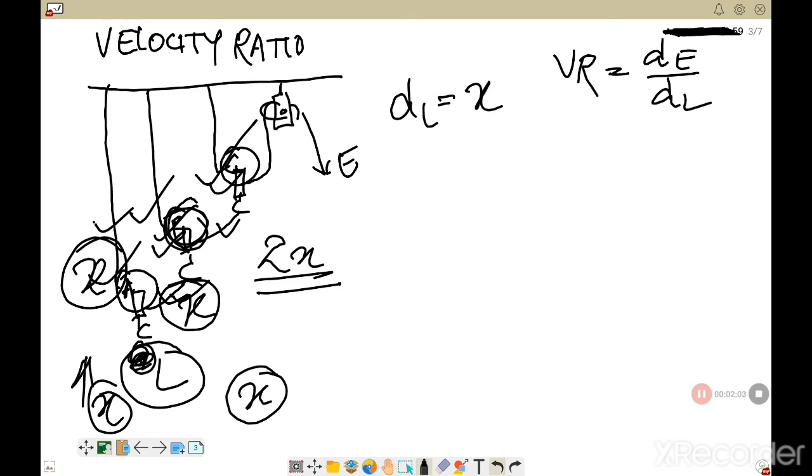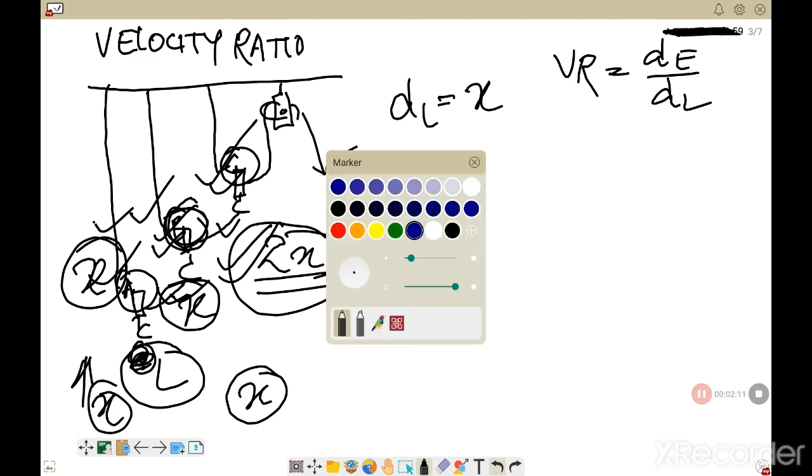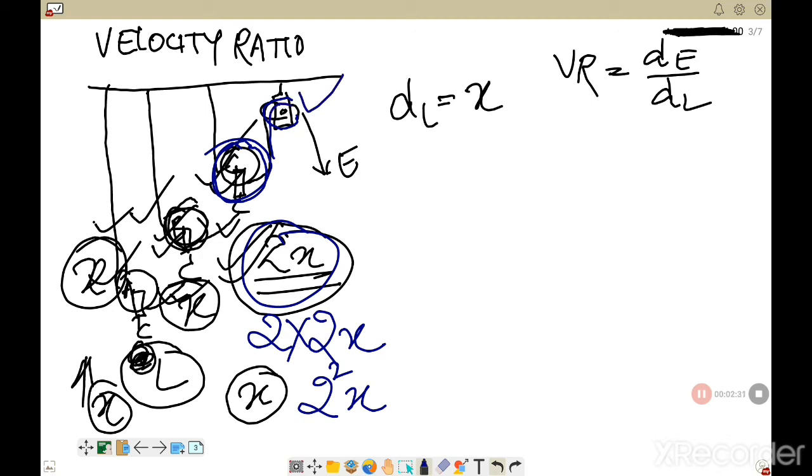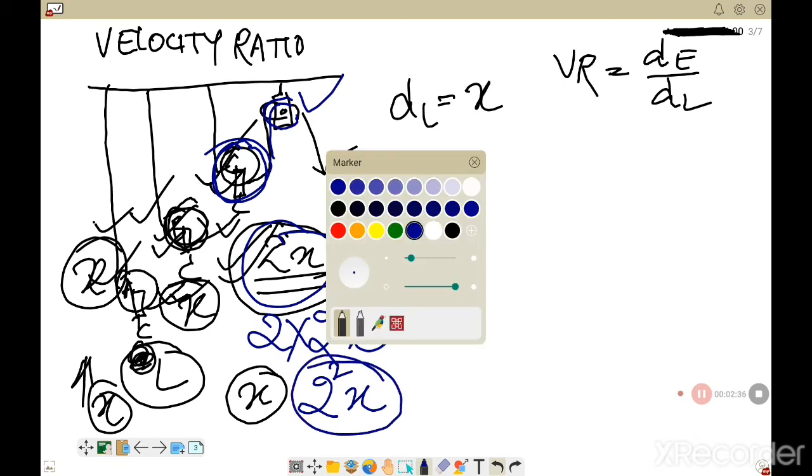Understand? So our pulley C will also cover twice of this distance because pulley B has covered 2x. So pulley C is going to cover twice of this distance, that is 2 into 2x. Are you getting my point? So that is 2 square x. Now the string passing through the pulley D, which is fixed, will also move twice the distance traveled by pulley C.